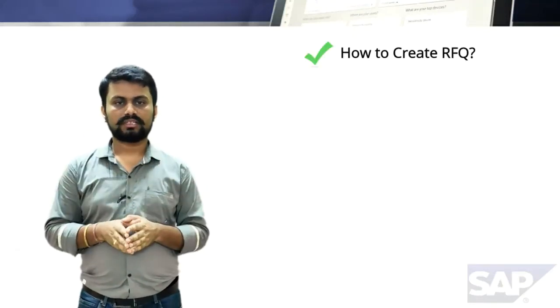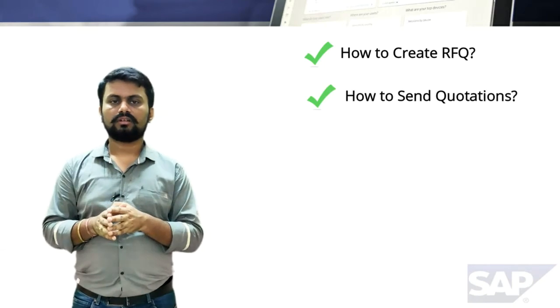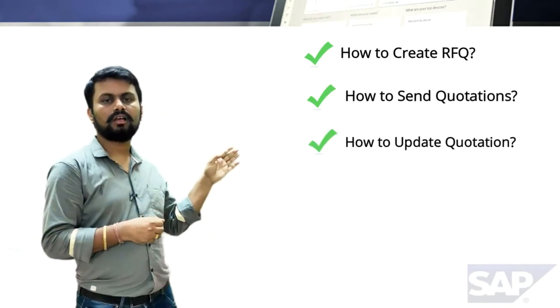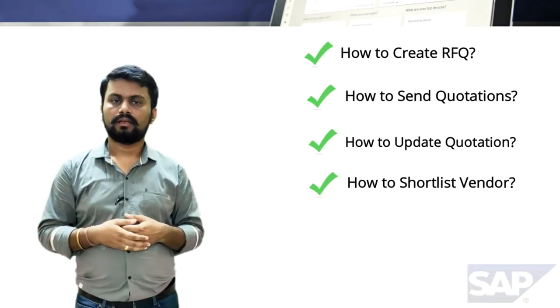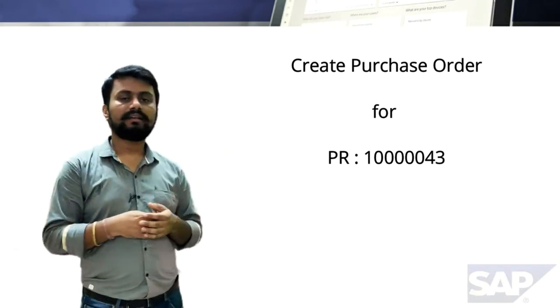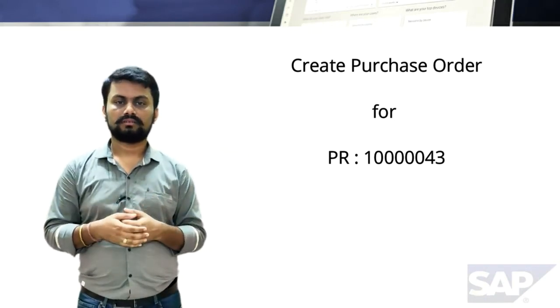So in the last video, we have learnt about the request for quotation process, how to send the quotation, how to update the amount into the quotation, and how to shortlist a quotation or a vendor. Before we go forward and issue this purchase order into SAP, let us understand what a purchase order is.